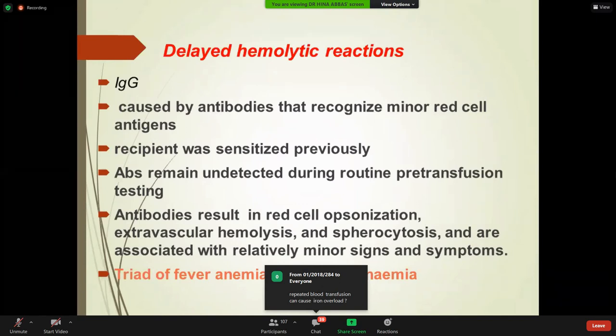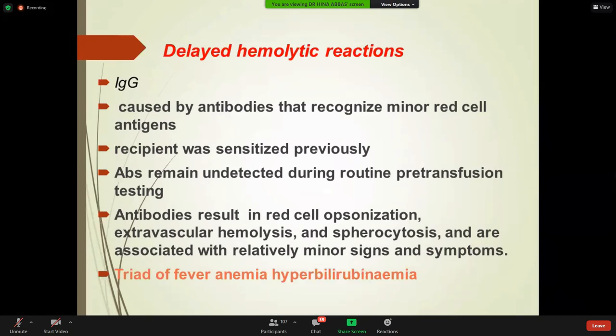This time, the anti-Kidd antibody would react with the Kidd antigen on the red blood cell surface, but this would not be intravascular hemolysis or the life-threatening hemolysis like ABO, because the antibody here is not complement fixing. This is an IgG antibody, so it would be an extravascular hemolysis. These antibodies result in red cell opsonization, extravascular hemolysis, and spherocytosis, and are associated with relatively minor signs and symptoms.